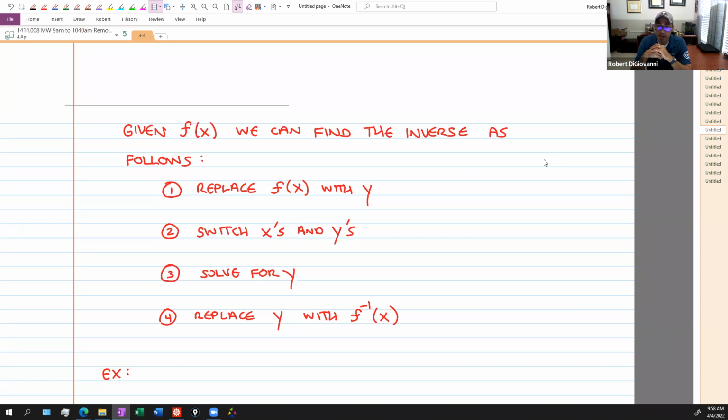There's a set of steps, and these are the steps. I'm just going to state what the steps are first, and then we'll do an example and they'll make a little more sense. So if we're given a function f of x, now it has to be 1-to-1 for us to be able to do this. We can find the inverse, if it has one.